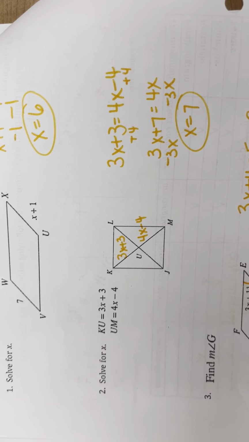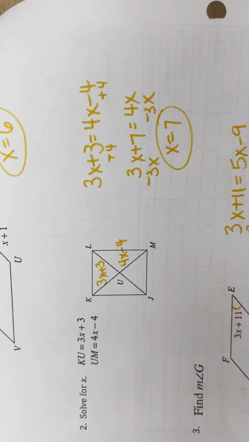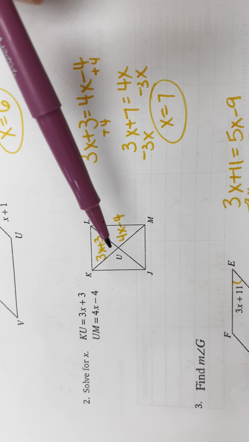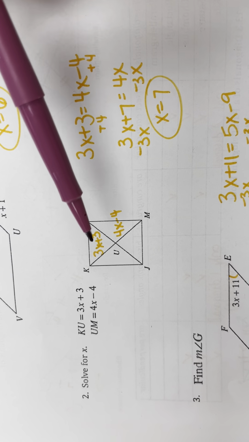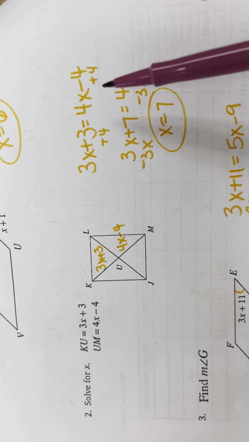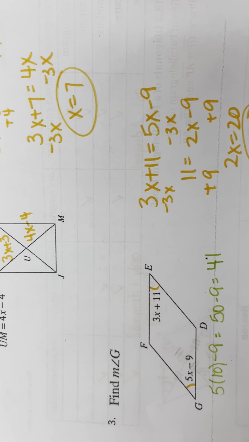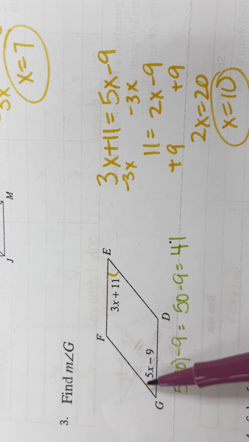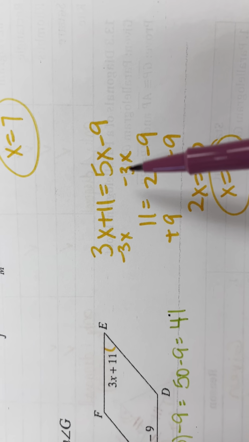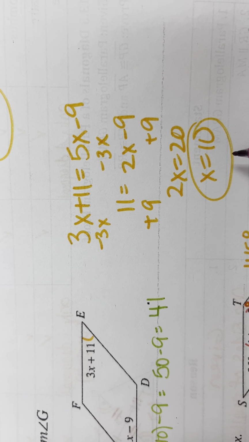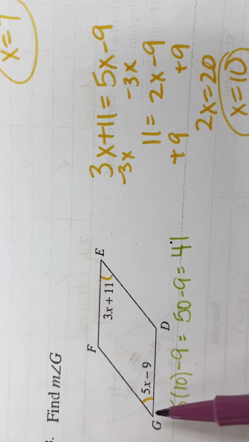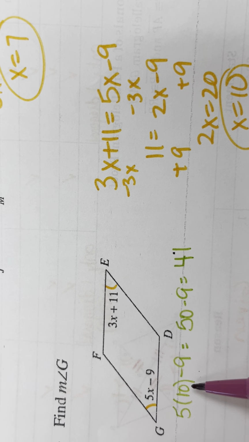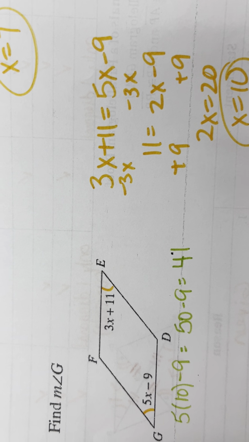All right, so, whoops, this is 2, sorry. So 2, these are congruent, right? The diagonals are bisected, so if they're congruent, we can set them equal. And then we solve for x. Here we had to find the measure of angle G. I know that these are congruent, the opposite angles, so I set them equal. I get an answer of 10, but I'm not done because I have to solve for G. So you plug in 10, 5 times 10 minus 9, and you get 41.